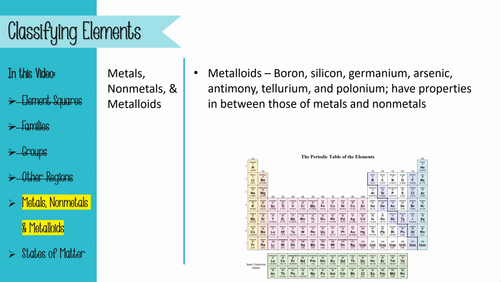Along the zigzag line, we have metalloids. These elements include boron, silicon, germanium, arsenic, antimony, tellurium, and polonium. There is not a good definition of metalloids. Scientists say that they have properties in between those of metals and nonmetals. Take a minute to pause the video and color in the boxes for these 7 elements right now.